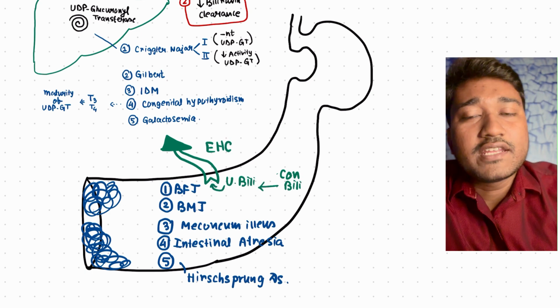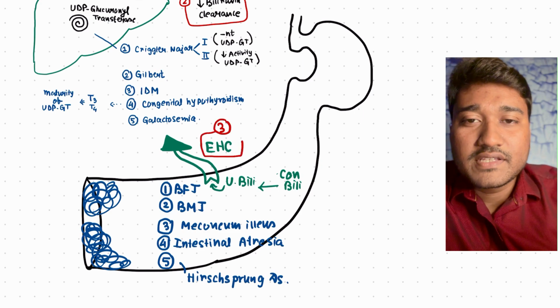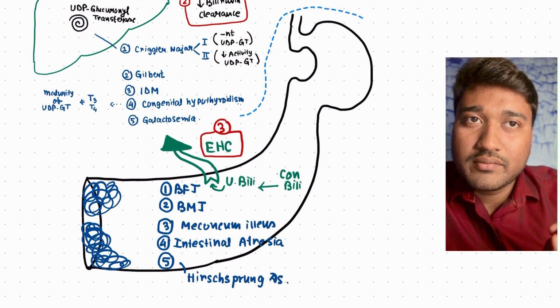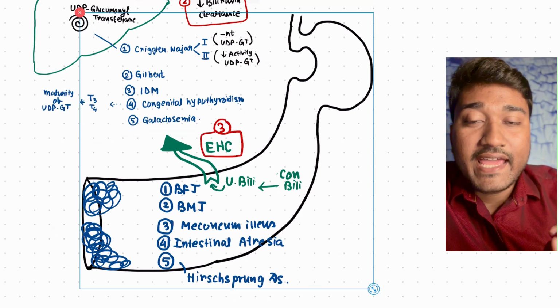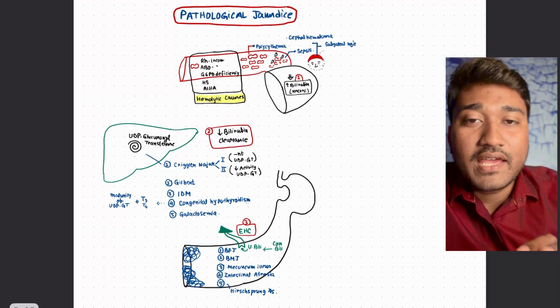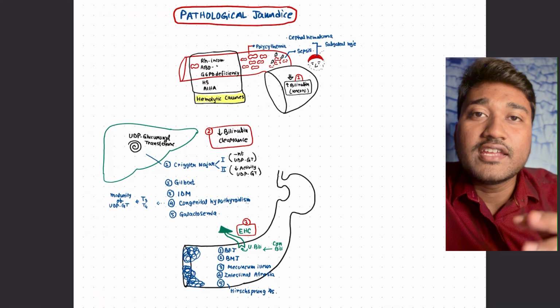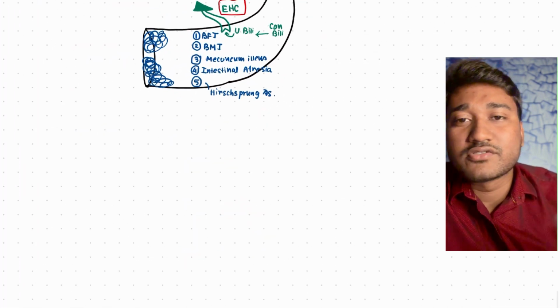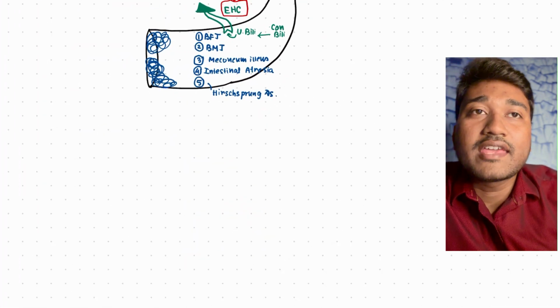And what is happening? The conjugated bilirubin is converted into unconjugated bilirubin by the action of some bacteria, and this unconjugated bilirubin once again, via enterohepatic circulation, enters your liver and also the blood, automatically causing a high amount of bilirubin.